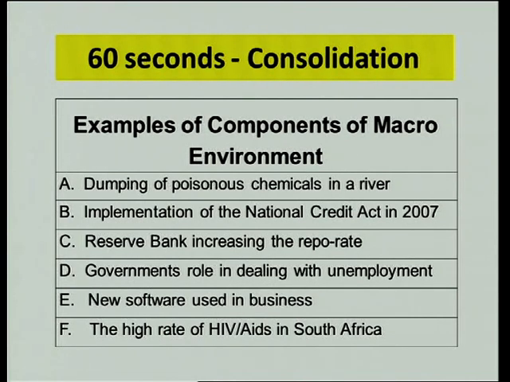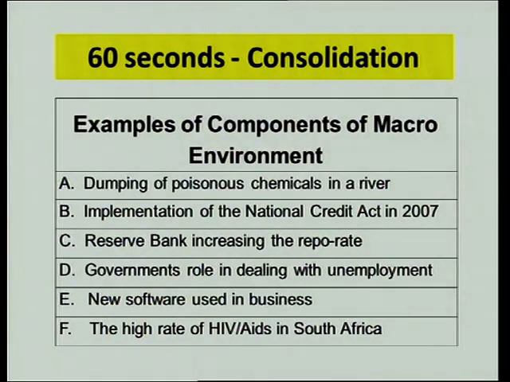B, implementation of the National Credit Act. Which of the components is B an example of? C, Reserve Bank increasing the repo rate. What is that an example of? Which component of the macro environment? I see we've got an answer here. Thank you very much. The first one, they say it is the environmental. Well done. Brilliant.